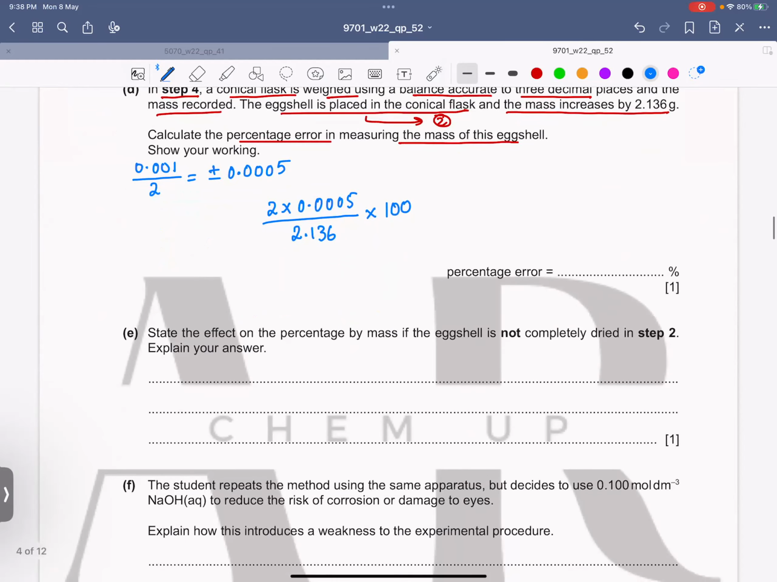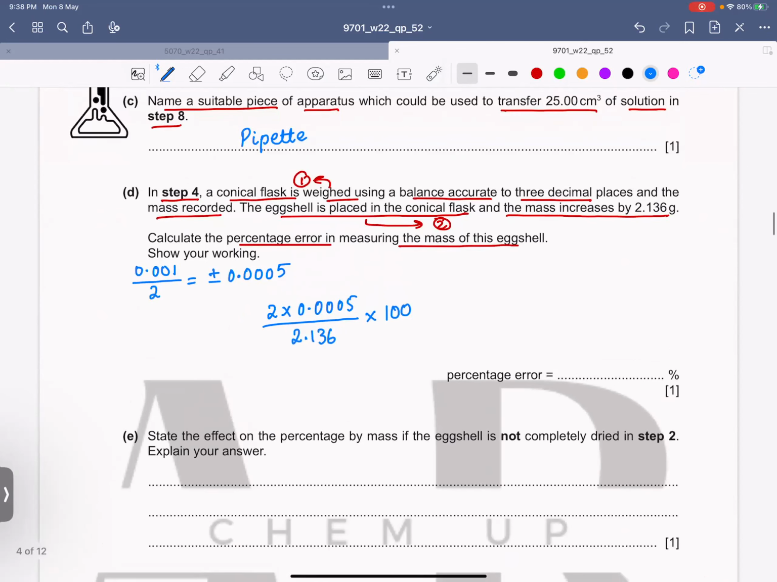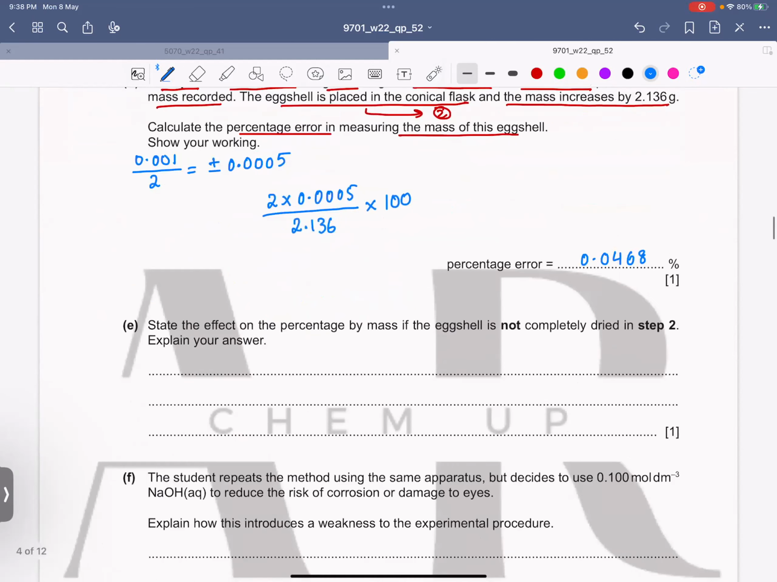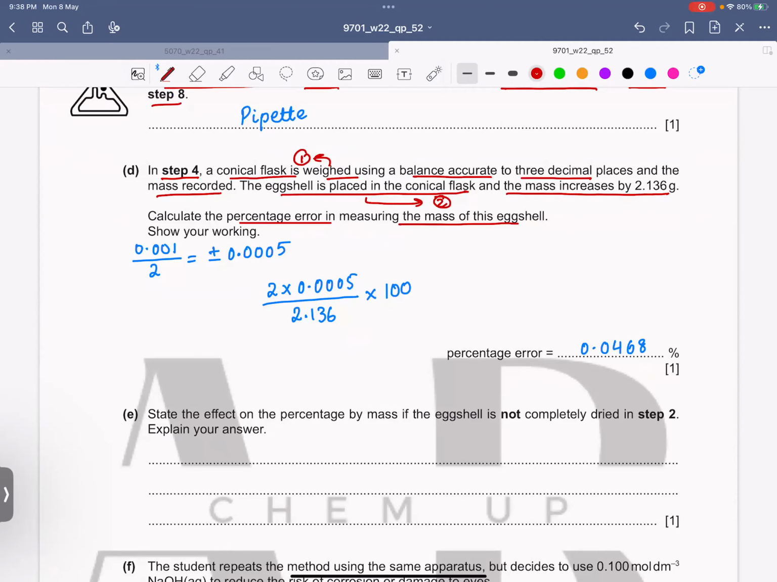Zero point 0.0468. 0.0468. So this would be the percentage error. Okay. Now, next part is D. Is this D part clear to everyone?